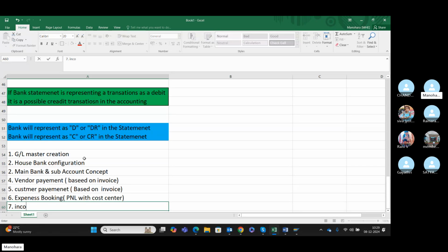Incoming payment. How do we track income bookings? Is it P&L or balance sheet? P&L, with profit center. Profit center.